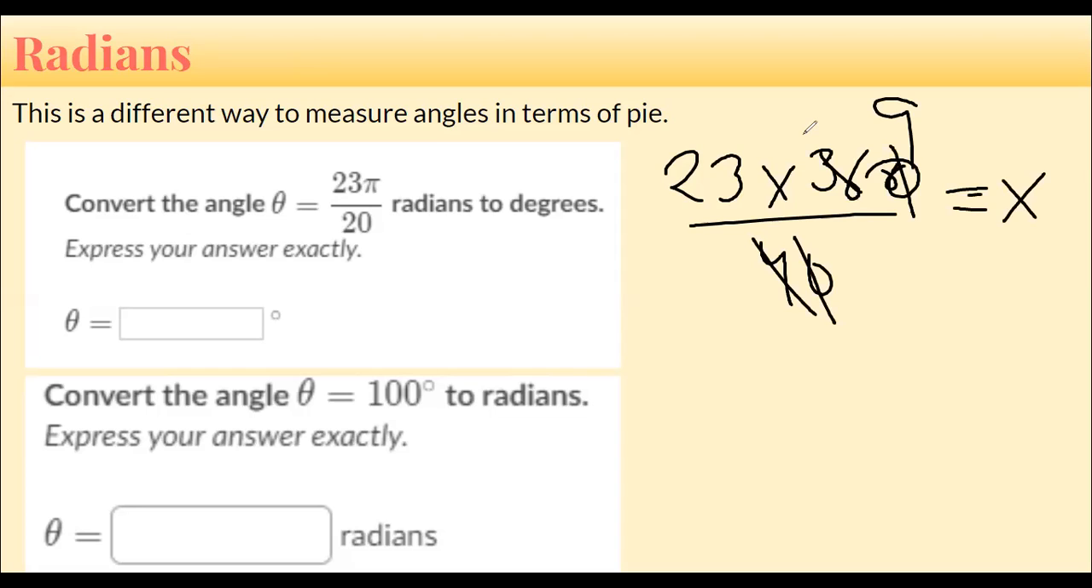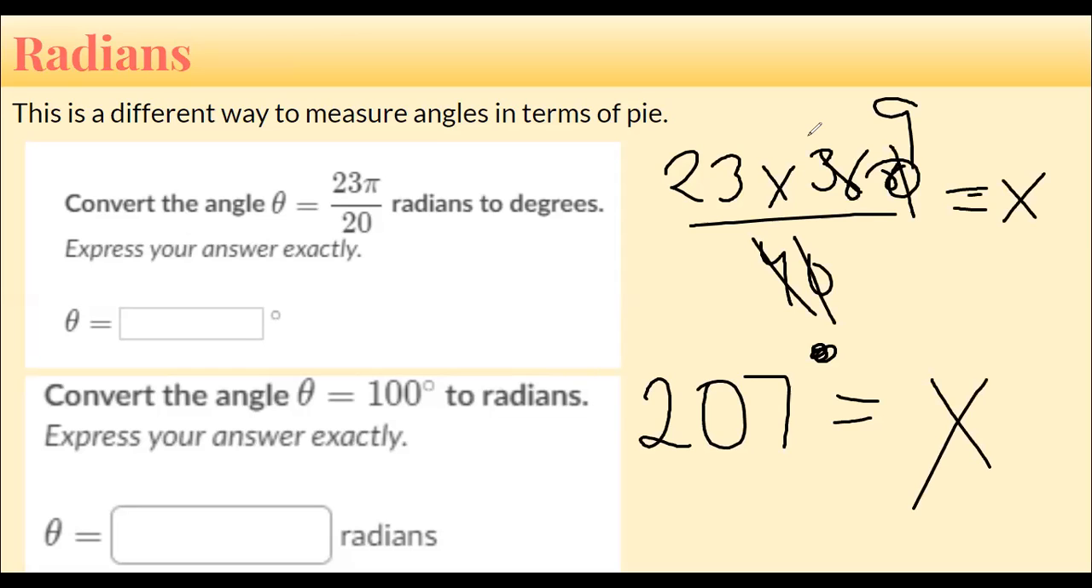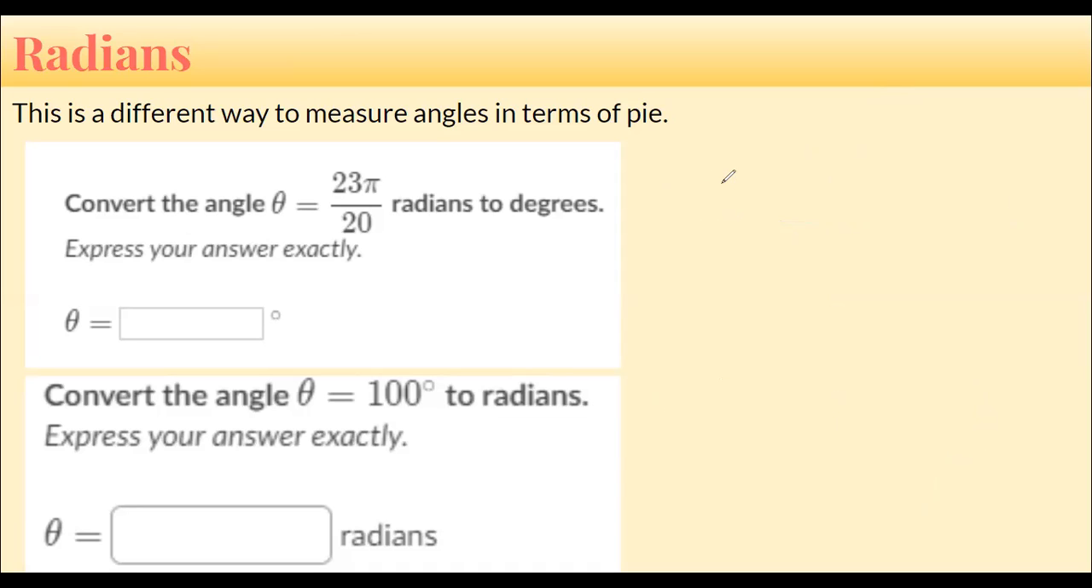That would account to 207 degrees is equal to x. Right there. It's that simple, okay? Let's take a look at this problem. Convert 100 degrees to radians.